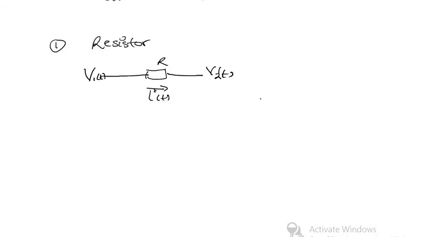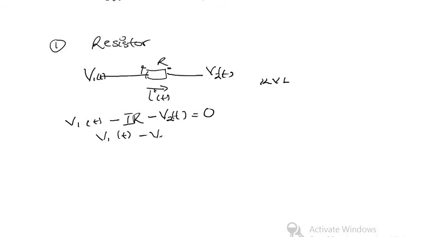So from here, by applying KVL, that is Kirchhoff's voltage law, we have v1. The polarity of a resistor is always positive to negative, so we can say v1(t) minus the voltage across the resistor, which is i times R, then minus v2(t), must be equal to 0. So from here we can say v1(t) minus v2(t) is equal to iR.